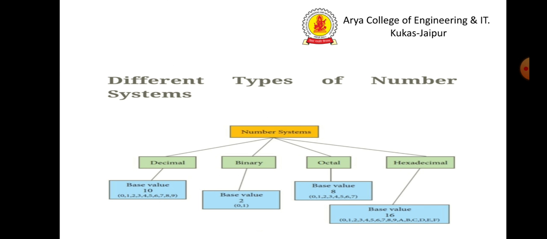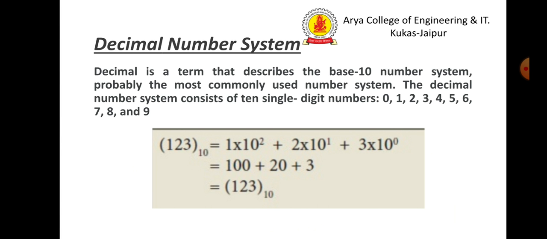Here in this diagram you can see the binary number system with base 2 and values 0 and 1, whereas the decimal number system has base value 10 and the values range from 0 to 9. The octal number system has base value 8 and values from 0 to 7, whereas the hexadecimal number system has base value 16 and the values range from 0 to F. From A to F it is 10 to 15. Now the decimal number system, as we have discussed before, has base 10 and single digits from 0 to 9.